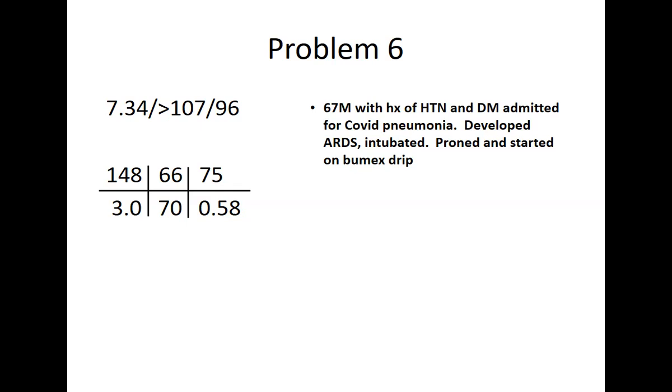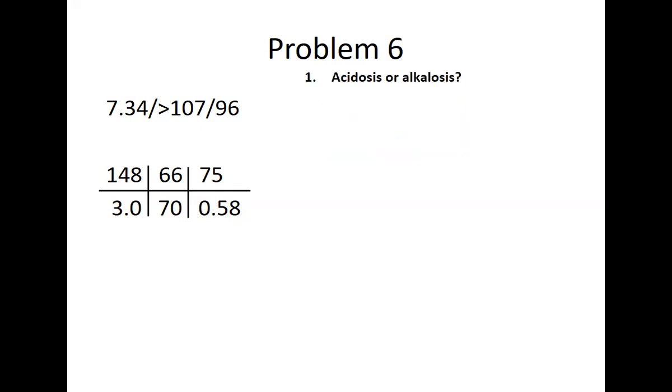pH is 7.34, PCO2 of greater than 107. That's where our lab stops in terms of measuring a CO2. PO2 of 96, bicarb of 70, chloride of 66, and BUN of 75. When your chloride and your bicarb and your BUN are all the same number, that is a very, very bad sign. So this is a great case though. What do you think? Acidosis or alkalosis?